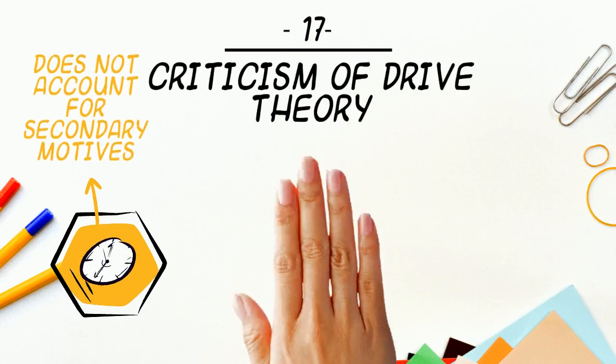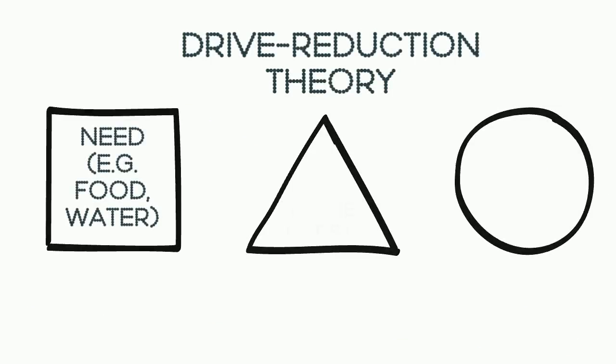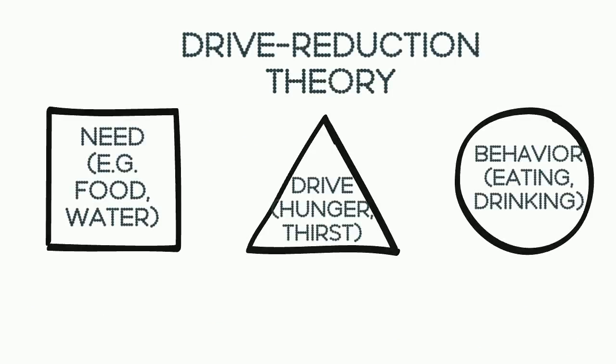A criticism of the drive reduction theory is that it only accounts for primary motives like hunger, thirst, pain, and sex. Secondary, more social motives such as achievement, affiliation, autonomy, curiosity, power, and play are not covered by this theory. The basis of this theory is that needs lead to drives, which lead to behaviors. For example, a need for food results in hunger, which motivates eating.